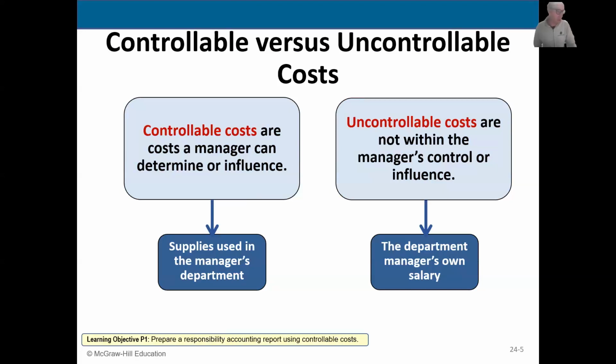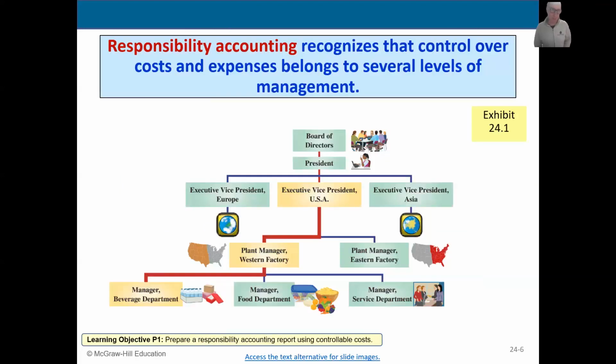So why are we talking about all these controllable costs, uncontrollable costs? Because these types of costs are a part of what we call responsibility accounting. Responsibility accounting recognizes the control over costs and expenses that belong to the levels of management. The department manager is responsible for managing the department's costs that can be controlled.